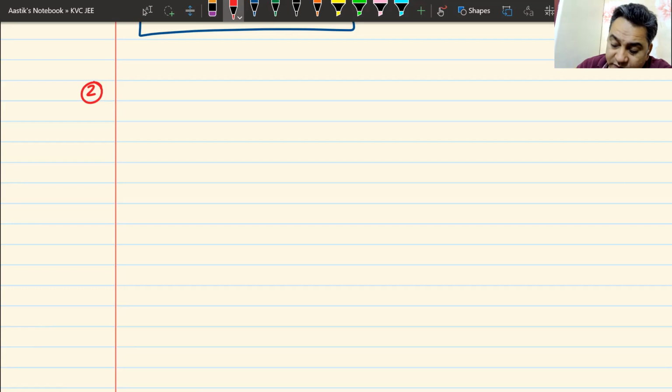Point number two is the reverse of that. So to find out the reverse, that means to find out force.